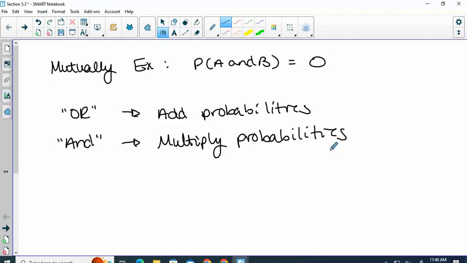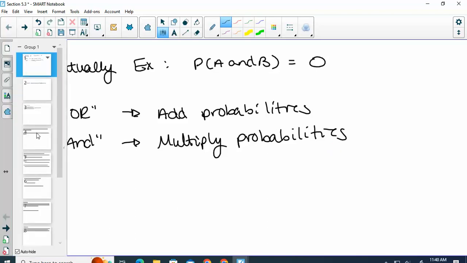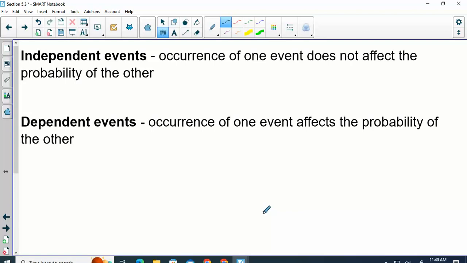You'll also see it on your formula sheet because you don't have to memorize any of these formulas. They are all there for us. So starting off, we need to know independent versus dependent events. So independent is the occurrence of one does not affect the probability of the other.